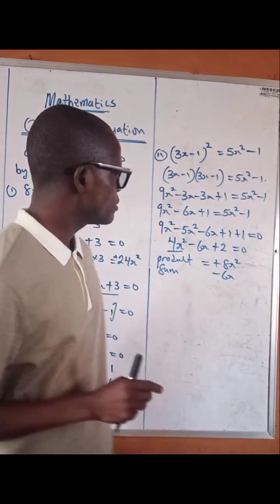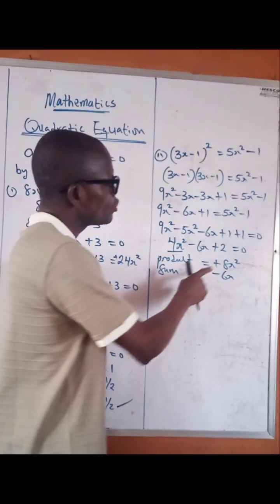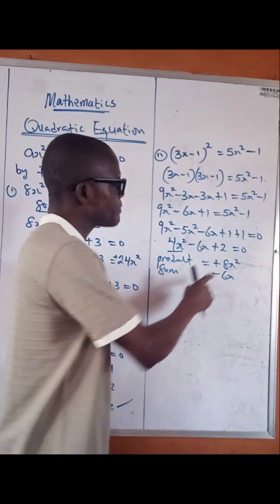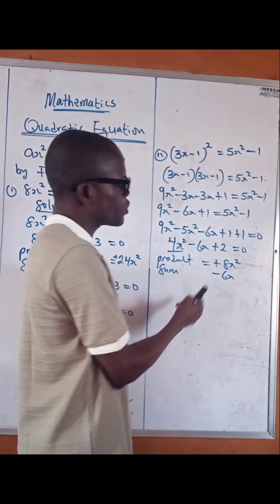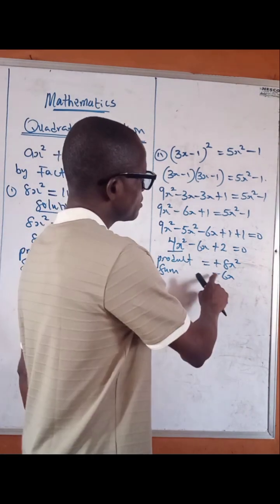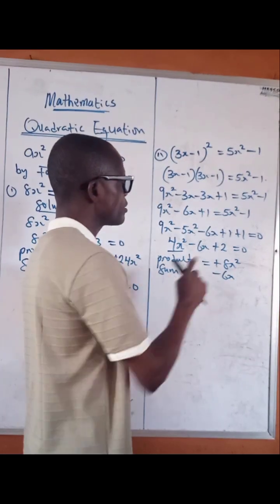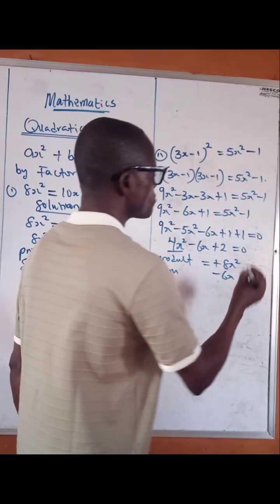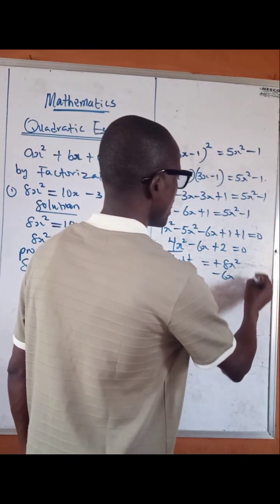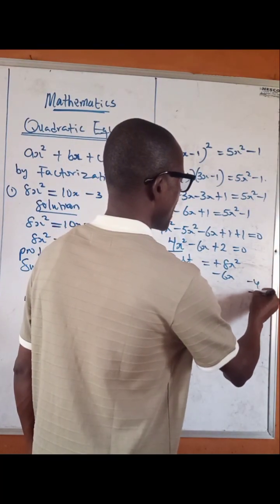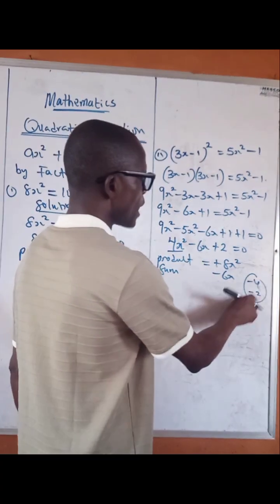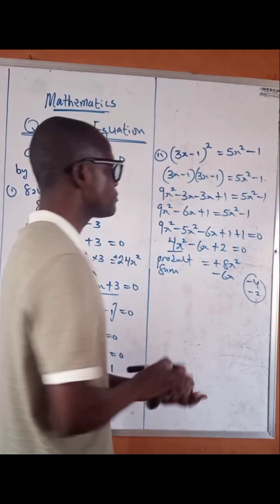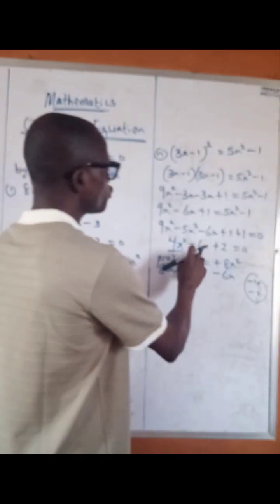And in order not to waste much of our time, 2 times 4 will give me 8. Now, if I add 2 and 4 together, it will give me plus 6. But I need minus 6. So it means that what we need there will be minus 4 and minus 2. The two of them, when you multiply, you have this. When you add, you have this. I hope it's clear.